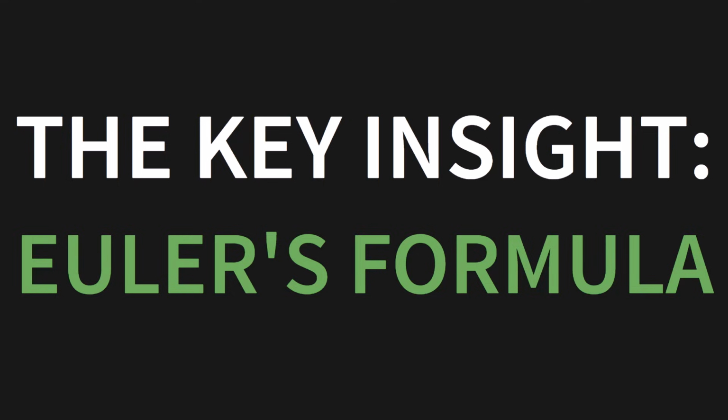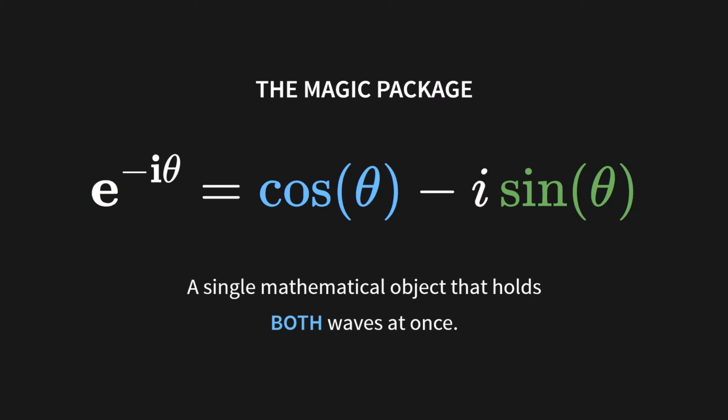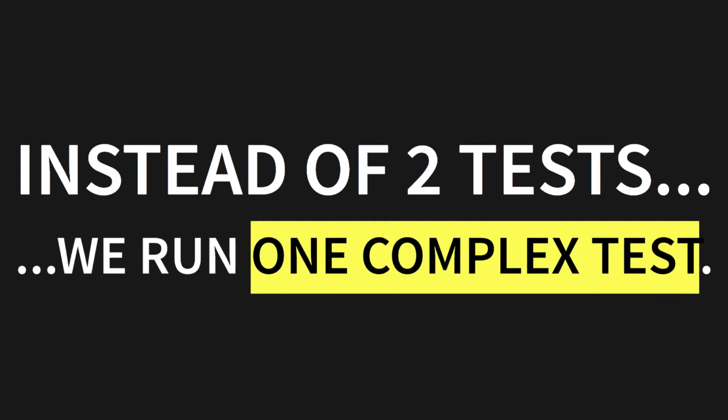And that insight is Euler's formula. Look at this magnificent equation. E to the power of negative i theta equals cosine of theta minus i times the sine of theta. It's a magic package. This is a single mathematical object that holds both of our waves at once. Do you see it? It's got the cosine wave we need, and it's got the sine wave we need, all wrapped up together. So this means, instead of running 2 separate tests, we can just run one complex test.